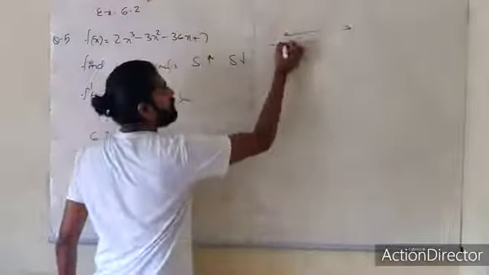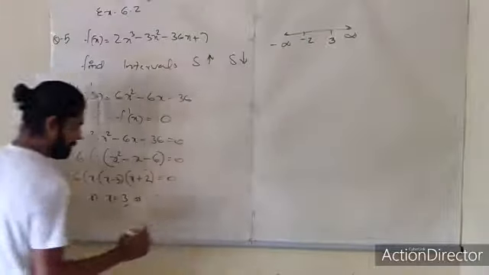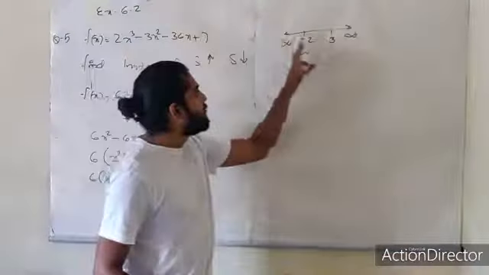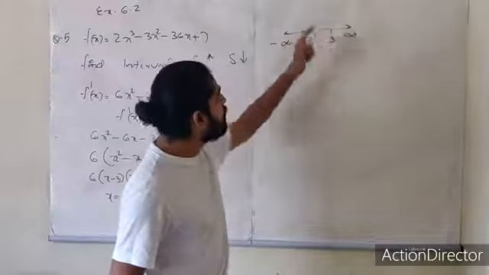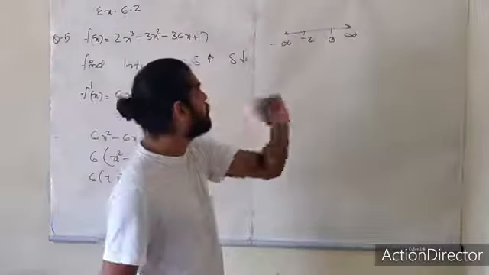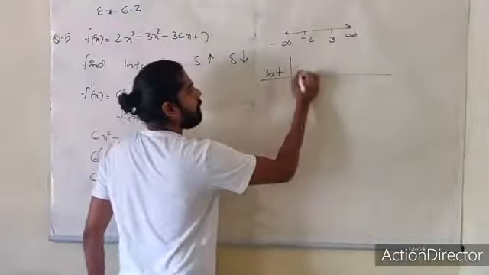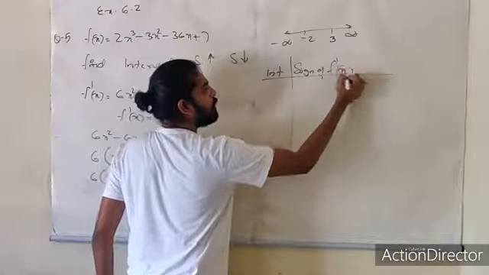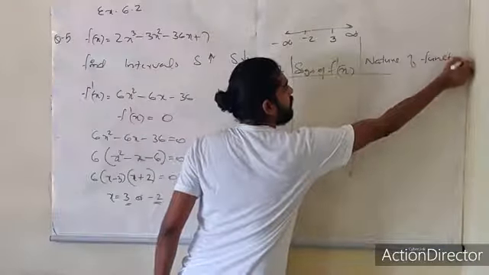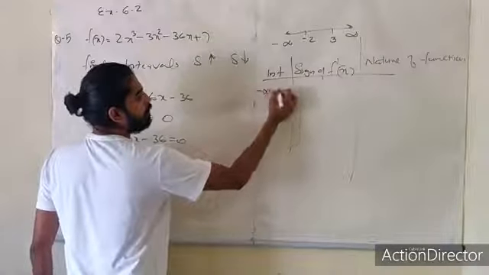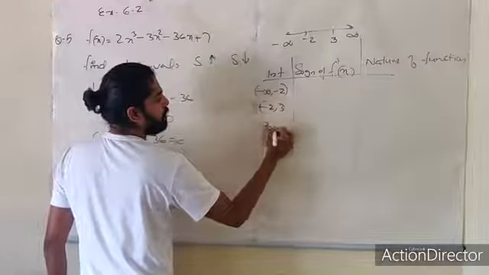Let's draw a number line. This is negative infinity, positive infinity, negative 2 comes first, then 3. So negative 2 and 3 divide the real numbers into 3 intervals: negative infinity to negative 2, negative 2 to 3, and 3 to infinity. So let's draw the columns: interval, sign of the derivative, sign of f dash x, and nature of function, whether the function is increasing or decreasing. Intervals: negative infinity to negative 2, negative 2 to 3, 3 to infinity.